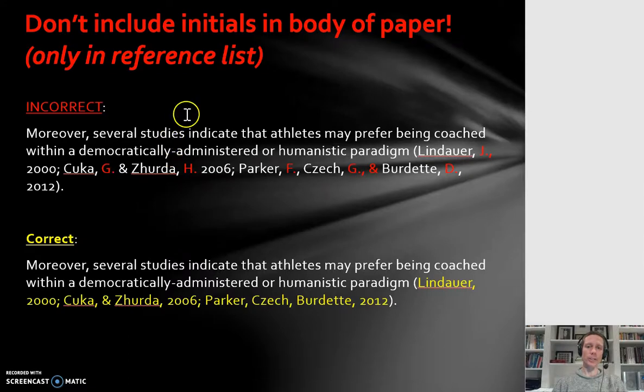Don't include the initials of the authors in the body of the paper. I don't want to see the initials of the authors. Save that for the reference list. Okay, so here's the incorrect. Here's what it should look like correctly. Same thing with, I don't care who's a PhD, who's an MD, who's a DO, who has an EdD. Don't put what degrees they have in the paper.